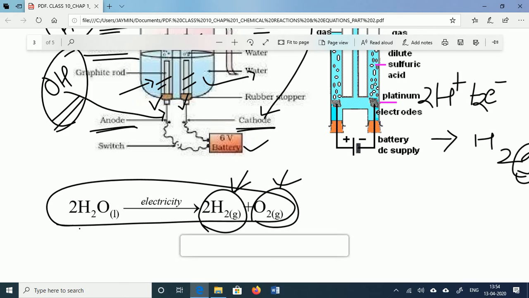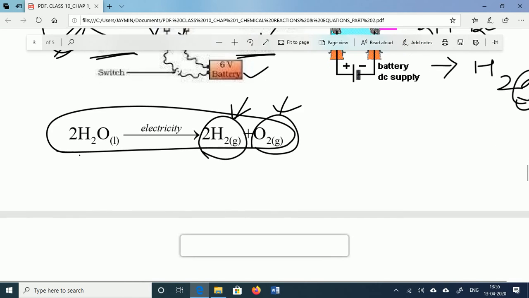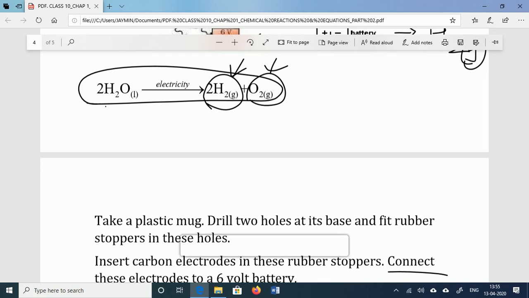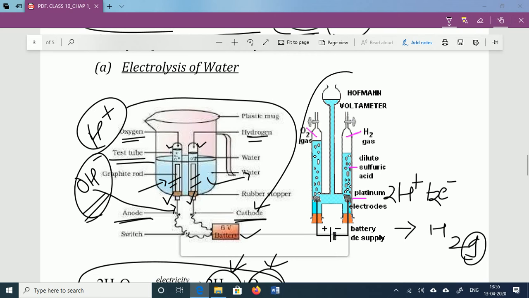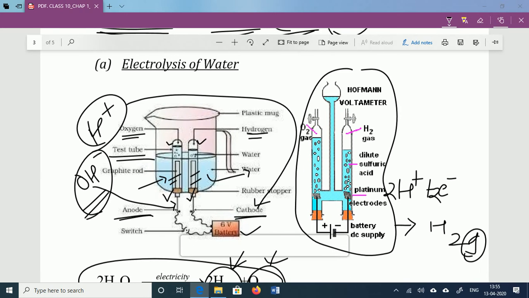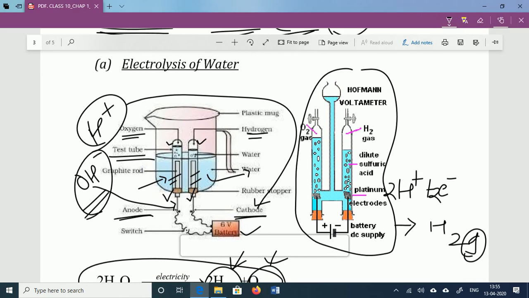The oxygen produced in this process is used at hospitals to provide oxygen to patients. Whatever oxygen cylinders are available at hospitals, they are produced this way. And this one is the laboratory based apparatus. This apparatus, the mug apparatus, we can prepare at home manually, and this apparatus is also available in the chemistry lab.